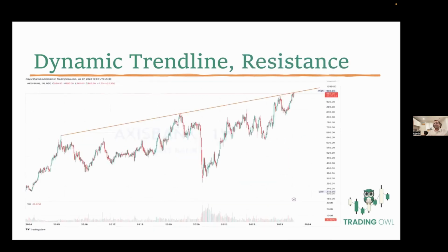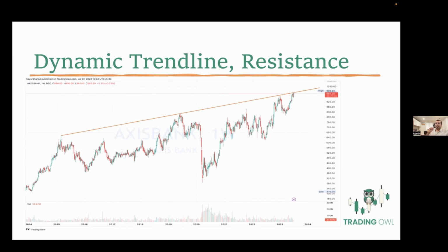Now, this is Axis Bank. This is from 2015 onwards. We have connected the highs. This is the resistance line. This is the third time it tried to cross. It did not cross. We are back over there. Now, are we going to cross it or are we going to see a fall? Only time is going to tell. But whoever is holding Axis Bank needs to get cautious.